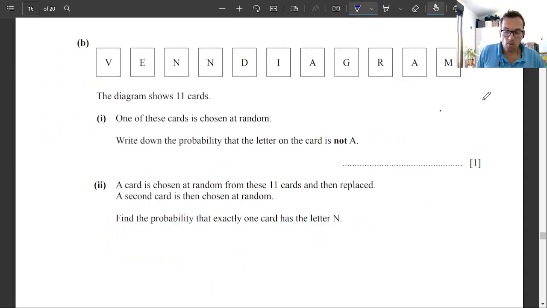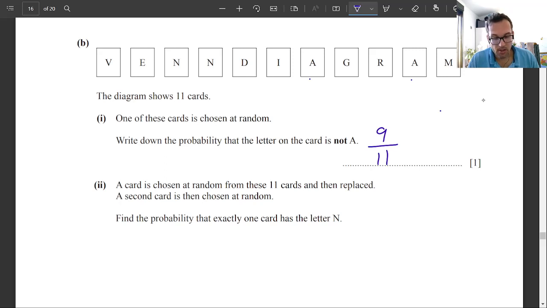Question 8b, some probability. We got 11 cards. How many of them are not A's? Well, there's 2 A's, so there's 9 of them that is not A. All right. Part 2, a card is chosen at random and then it is replaced. This is very important. They put back the card. So every time they pick, there is 11 cards. A second card is then chosen. Find the probability that exactly one card has the letter N.